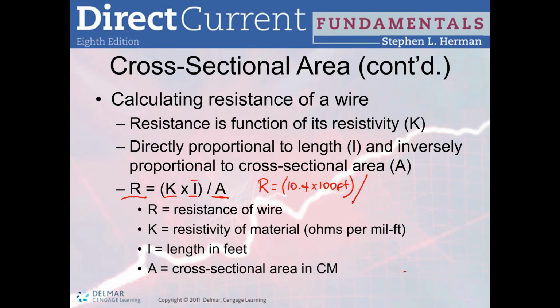If I go back to the table, a number 14 conductor would be equal to 4,107 circular mils.